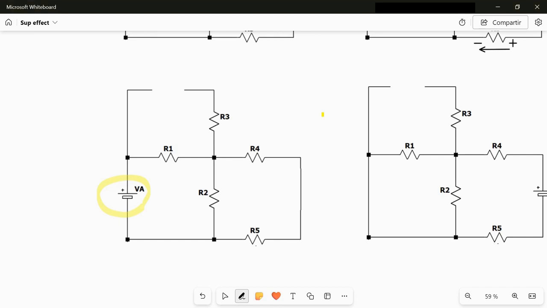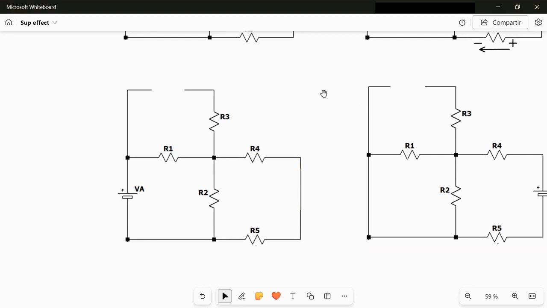When I turn off a current source, I substitute the current source with an open circuit. So I is now an open circuit. When I turn off a voltage source, I substitute the voltage source with a short circuit. So now VB is a short circuit. This is case one, with VA on.